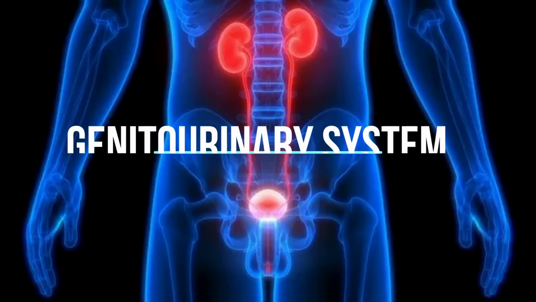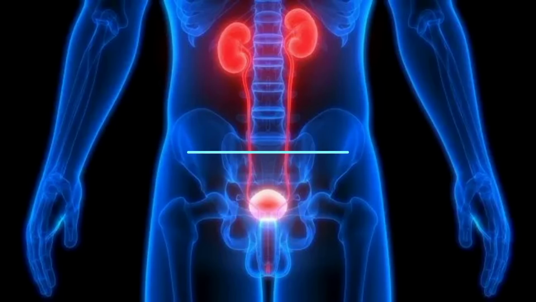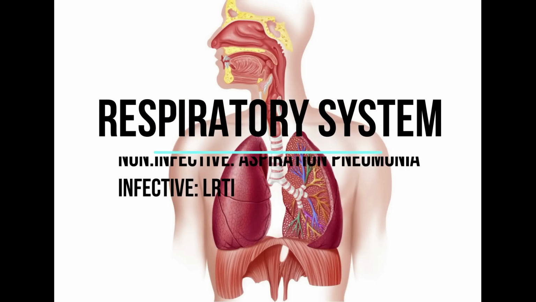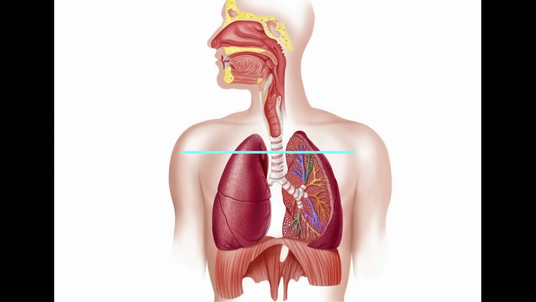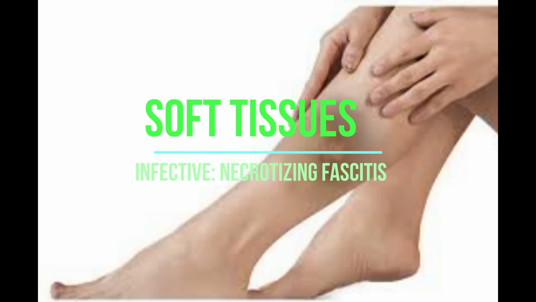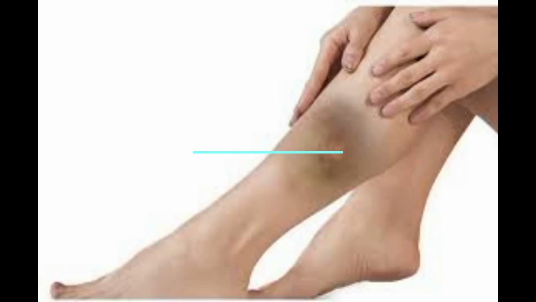In the genitourinary system, acute tubular necrosis can be the non-infective cause, and UTI is the leading infective cause of SIRS by the genitourinary system. In the respiratory system, aspiration pneumonia makes the non-infective cause, and lower respiratory tract infection makes the infective cause. In soft tissues, embolus formation leading to ischemia is the non-infective cause of SIRS, while necrotizing fasciitis makes the infective cause.